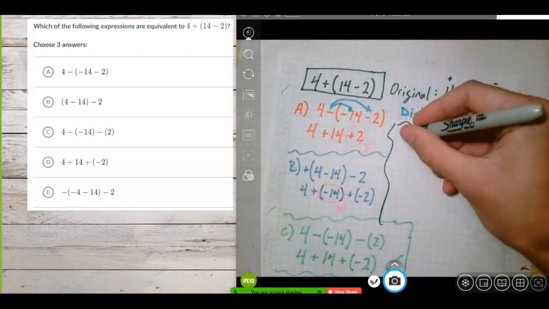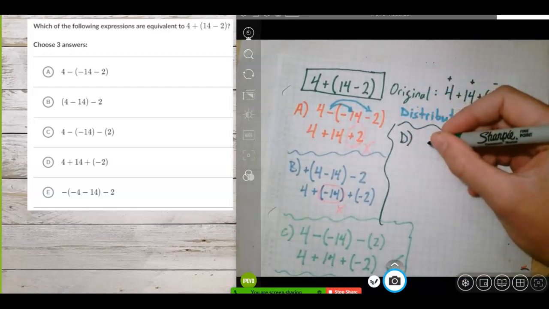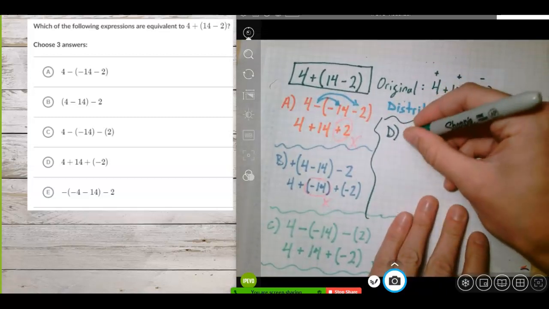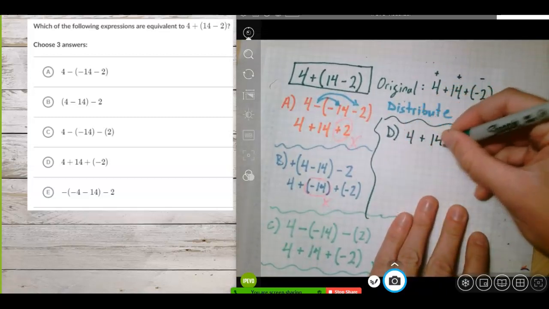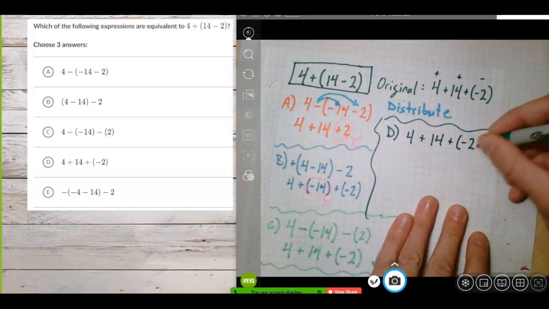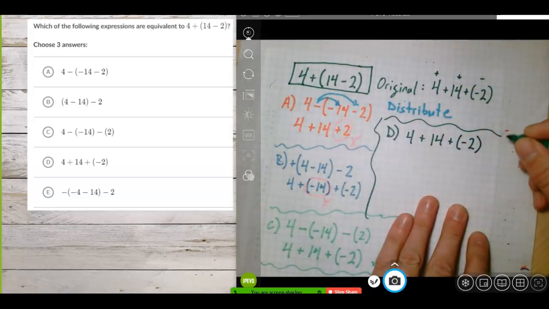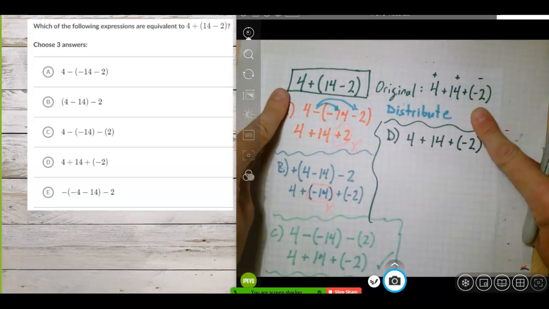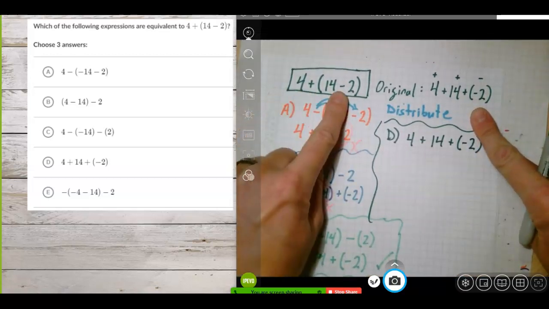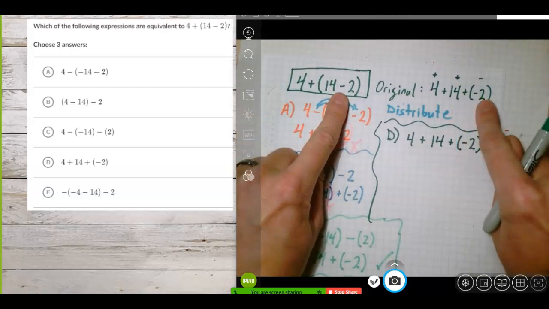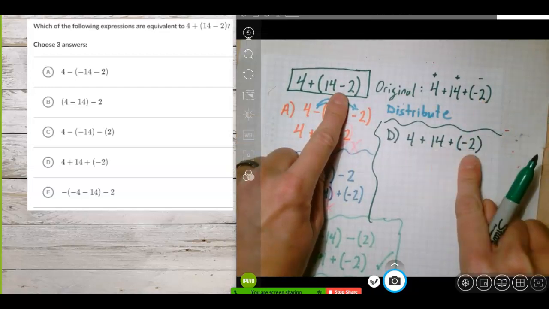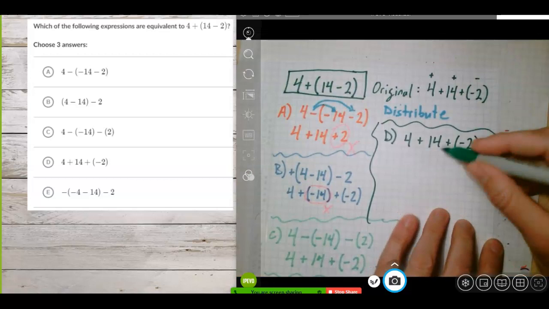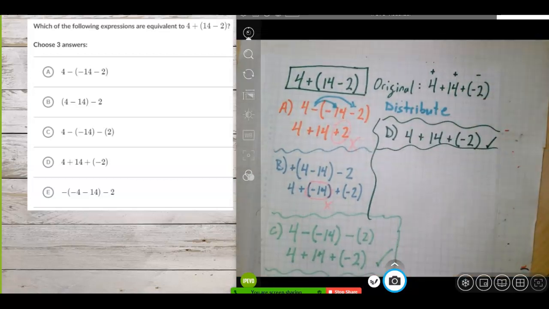All right, let's look at D. D says 4 plus 14 plus negative 2. Wait a minute. D is the one that we already figured out, right? Because we started with the original that's in the box, but instead of talking about subtraction, we said addition of the opposite. So D is the one that we already solved. We actually don't have to do anything else with D to figure out that it is equivalent.